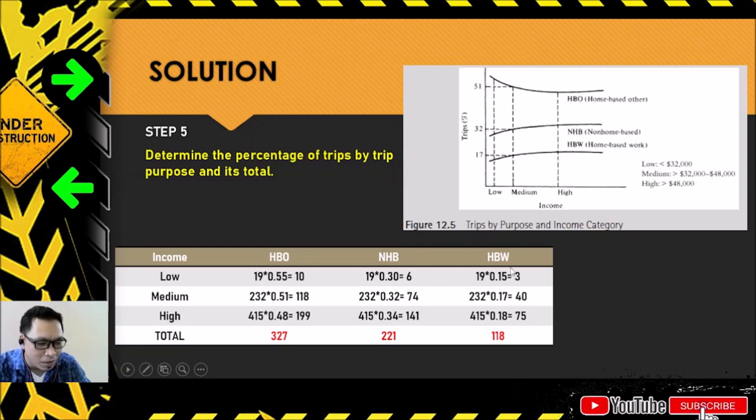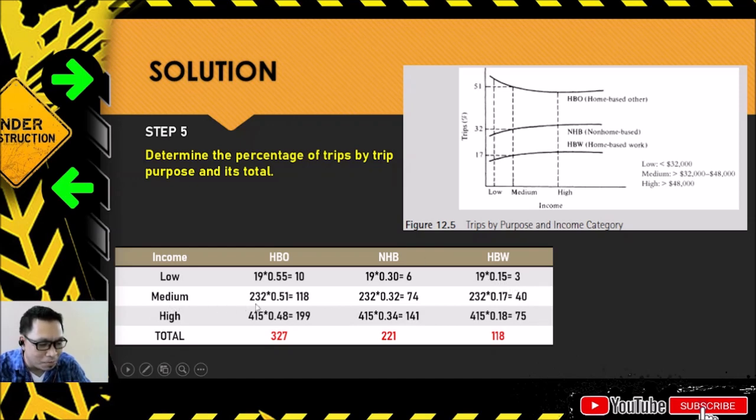Okay. Then we have home-based work. For low income, it is below 17, so preferably around 15%. So 19 times 0.15 is equal to 3.